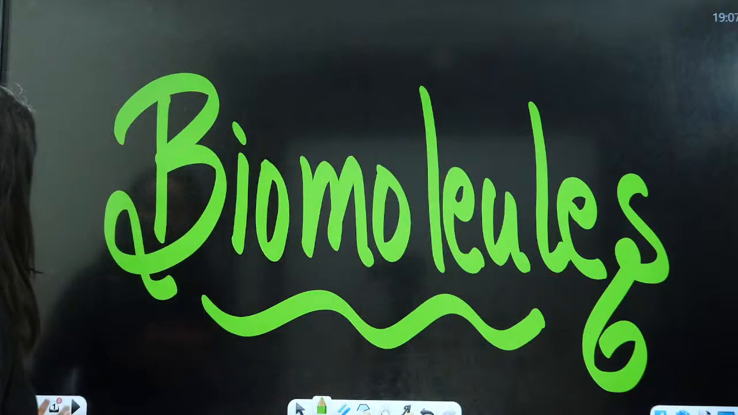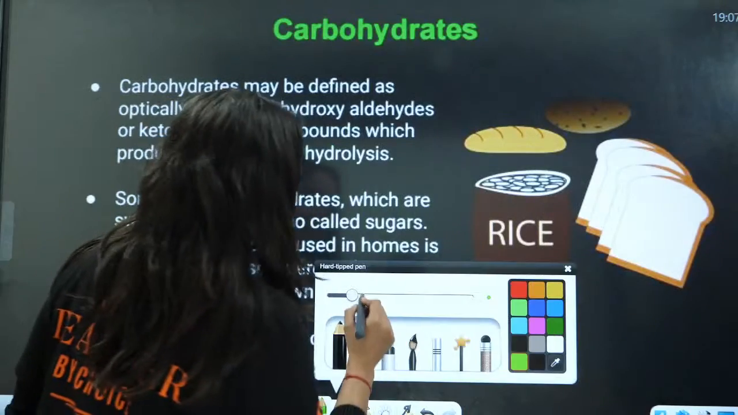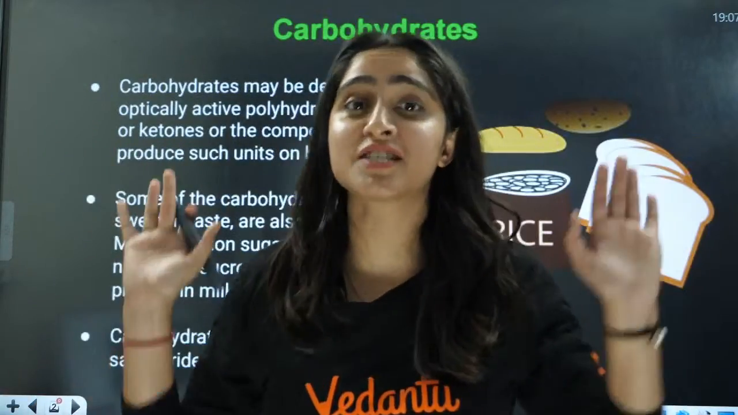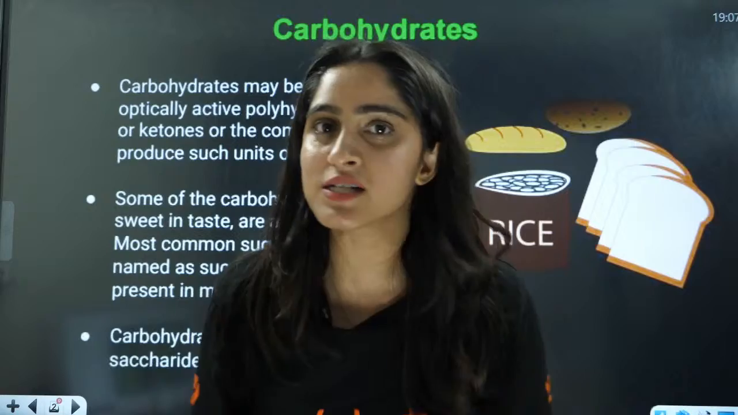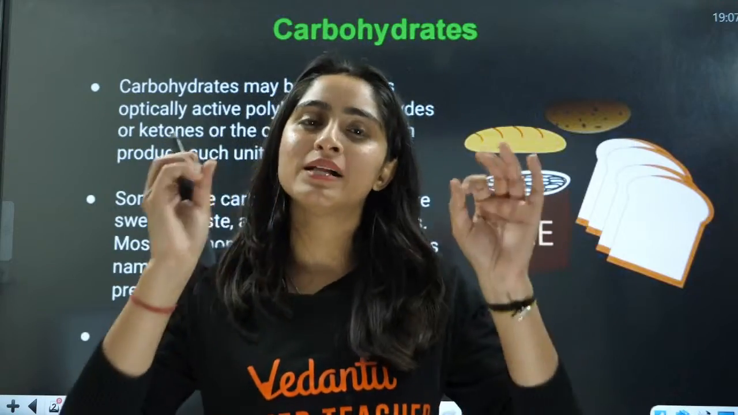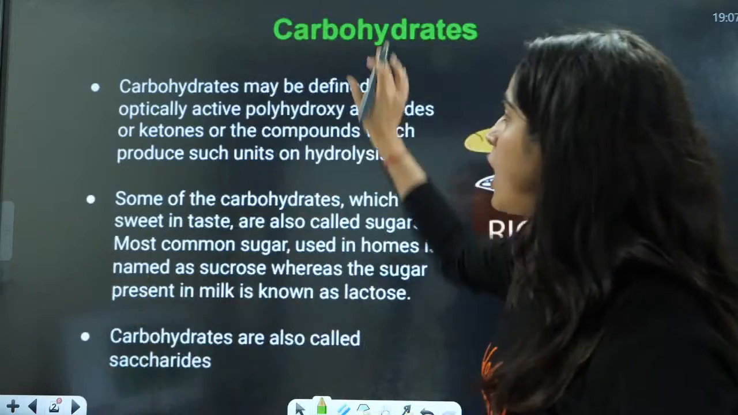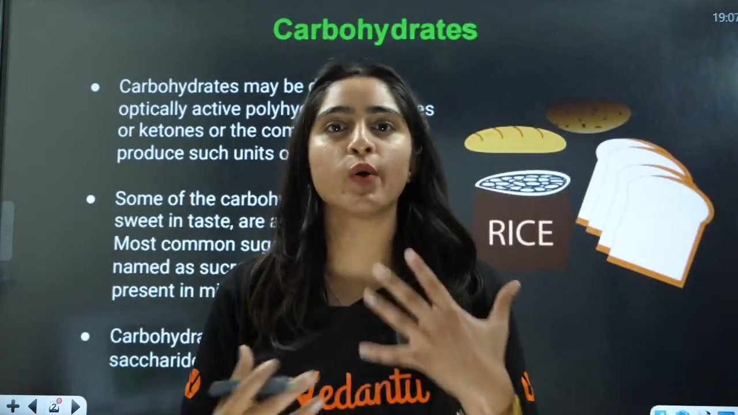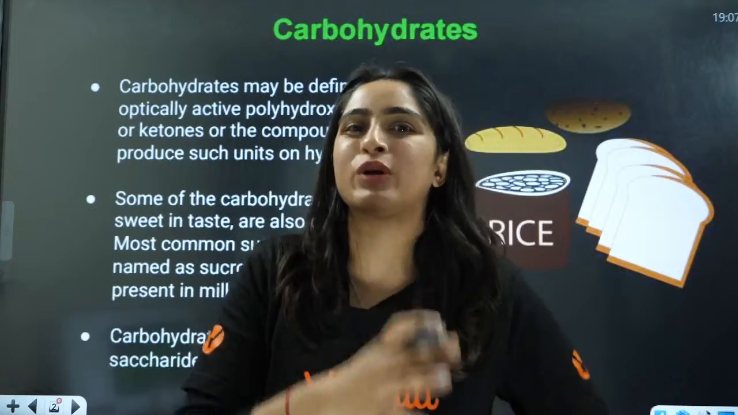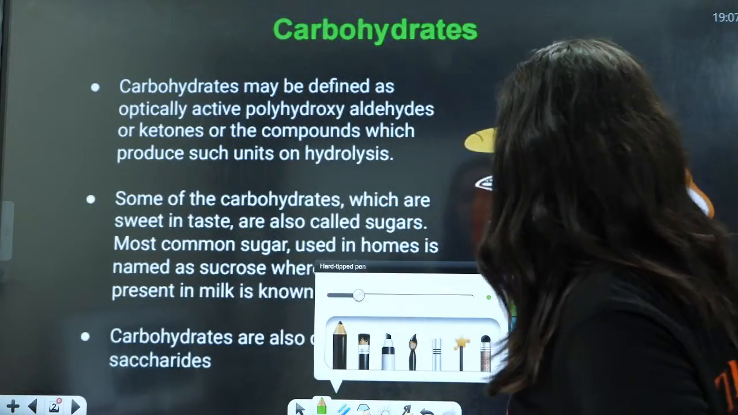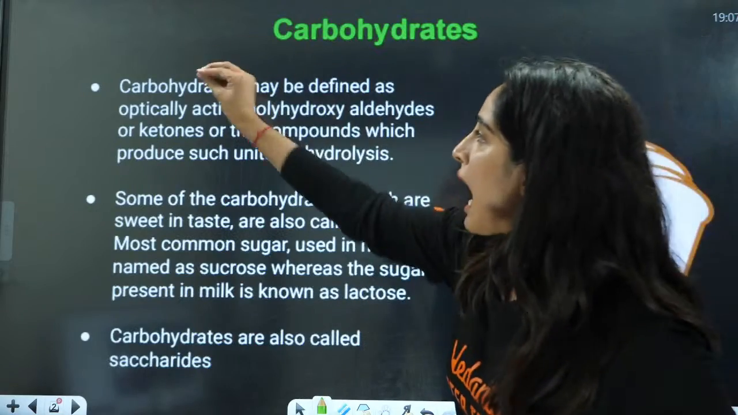So let us start the chapter Biomolecules. The very first thing is carbohydrates. Even if you have never studied the chapter, today you will study in detail from the very basics of this chapter. So firstly we are going to talk about carbohydrates and proteins and DNA, RNA, all these things, right? So now, what are carbohydrates?